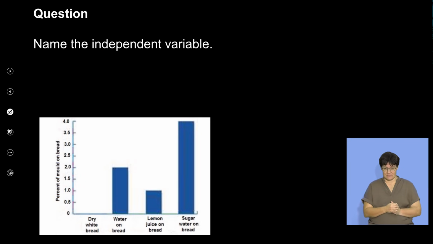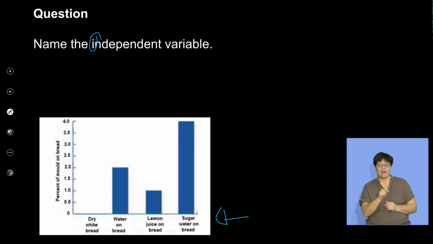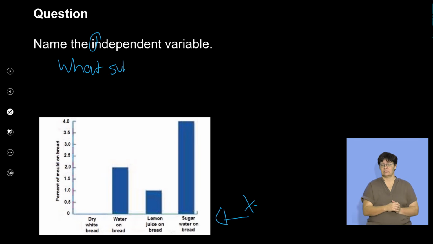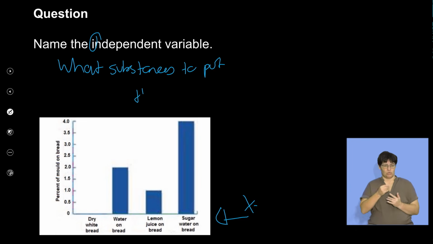The independent variable, what did I choose? It's always on the x-axis. And what did I choose? I chose what substances to put on the bread. That's what I chose. All right, what substances must I put on the bread?